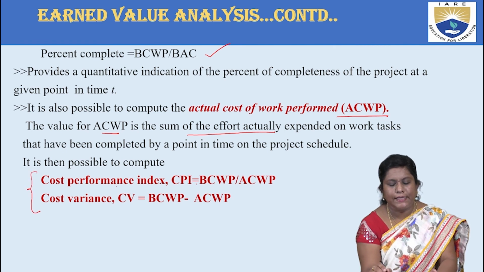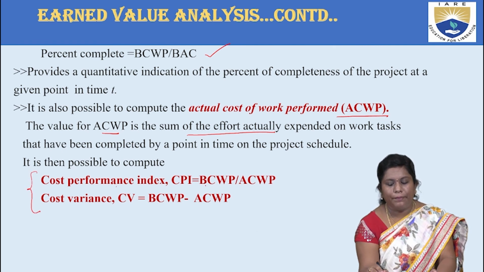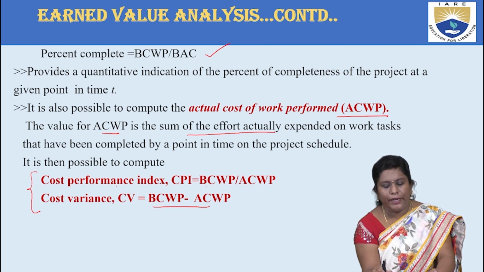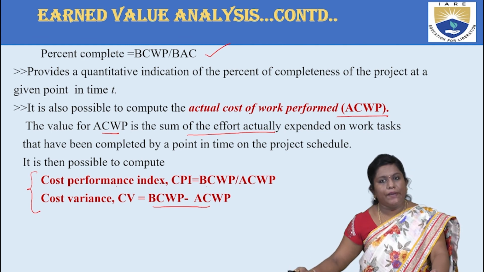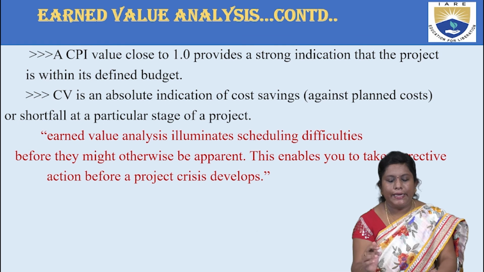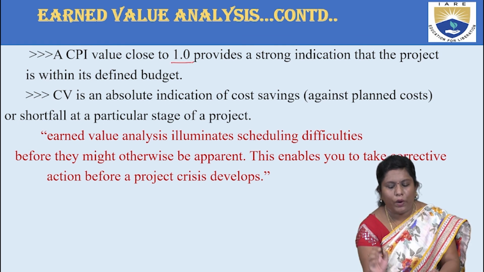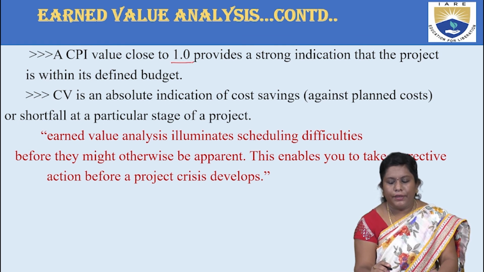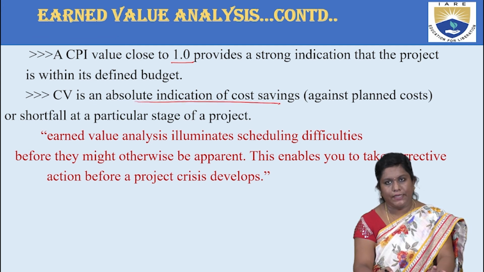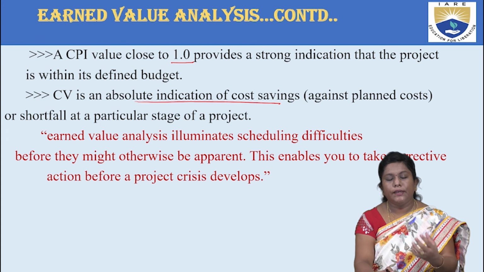Cost Performance Index is CPI, which is calculated by BCWP divided by ACWP, that is budgeted cost of work performed divided by actual cost. And variance can also be obtained by their difference. CV equal to BCWP minus ACWP. Again, this indicates you are within budget at 1.0, and CV is an absolute indication of the cost savings. It illustrates to you the EVA.